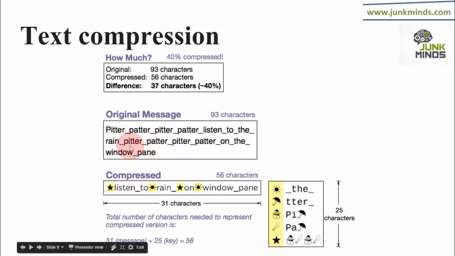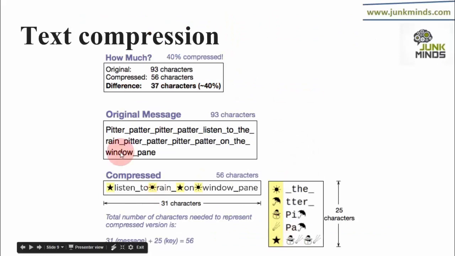Consider we had to compress this text using image processing. What we do is search for common patterns and give them a symbol. For example, D is represented by underscore, THE underscore is represented as a sun, TTER underscore is represented as an umbrella, and PI umbrella is represented as a snowman. So when I put this star, which means a snowman, and a symbol, a snowman and a symbol. So what is a snowman? Picture. The symbol means spatter. The snowman is again pitter, and the symbol which means spatter.